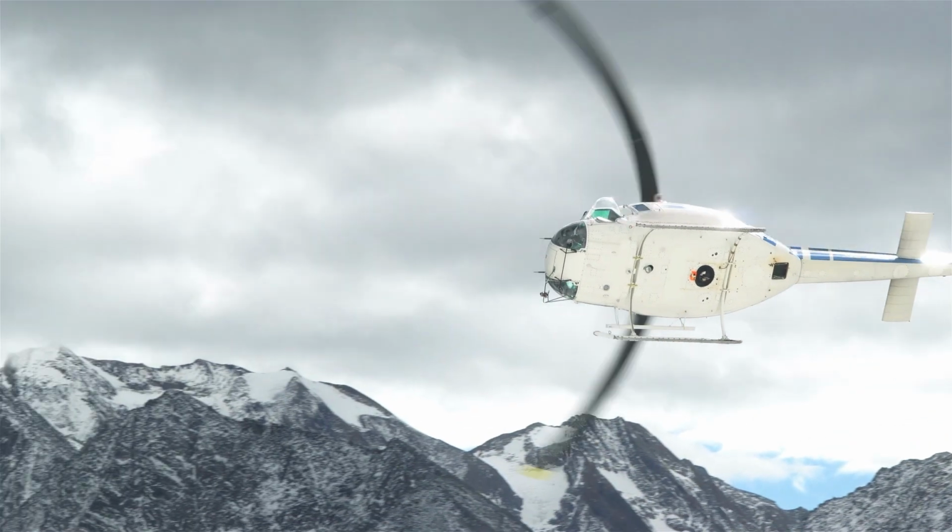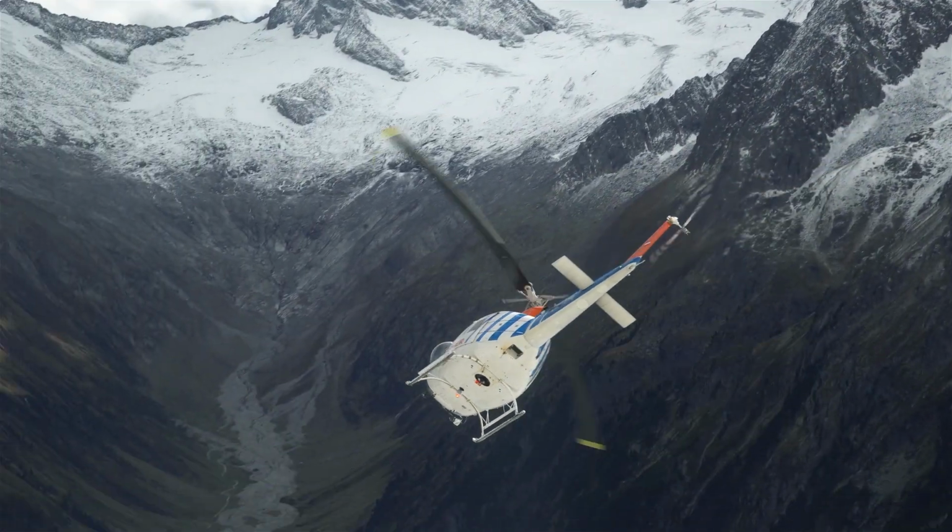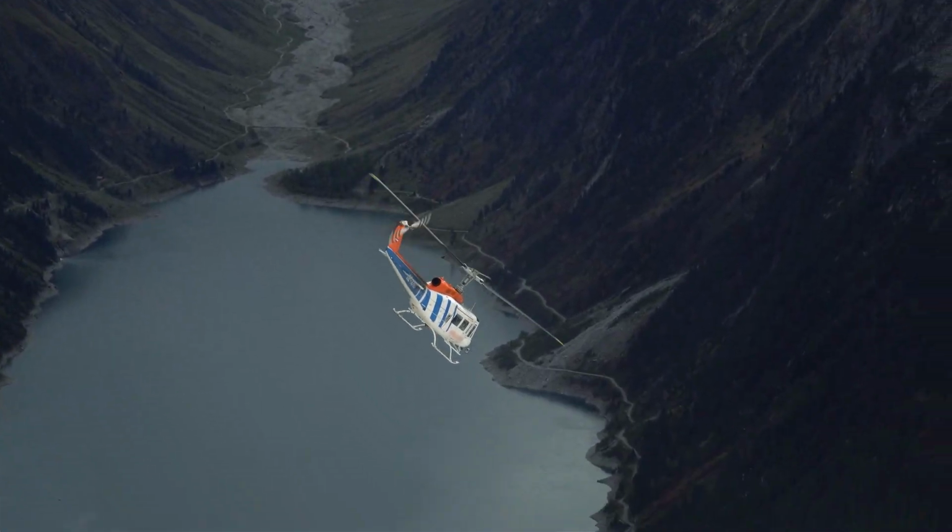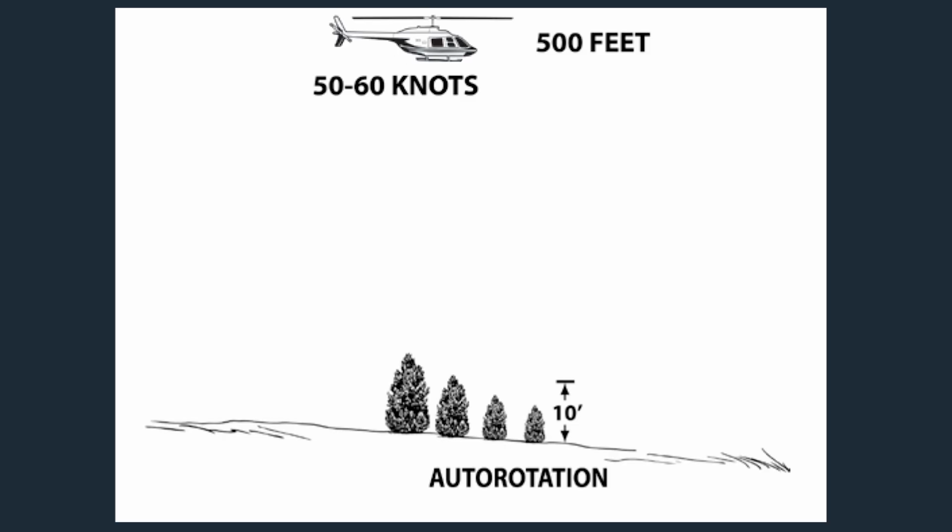What are the helicopter's capabilities in the event of an emergency? An engine failure, for instance. Engine failures in turbine helicopters are very rare. However, should one occur, a helicopter is capable of auto-rotation to a safe landing.